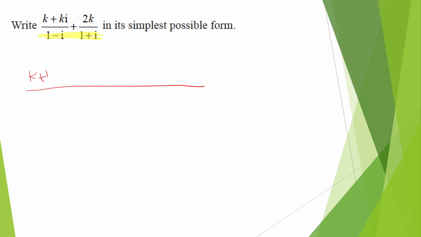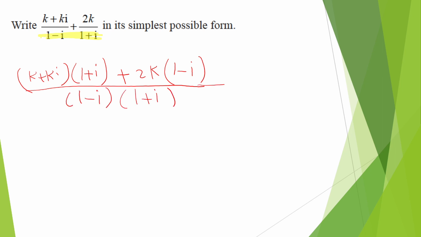So it's k plus i times 1 plus i plus, so you're multiplying this over 1 minus i times 1 plus i. And now you would start expanding. So writing this step is quite important because that will make sure that you do not miss anything in your expanding.